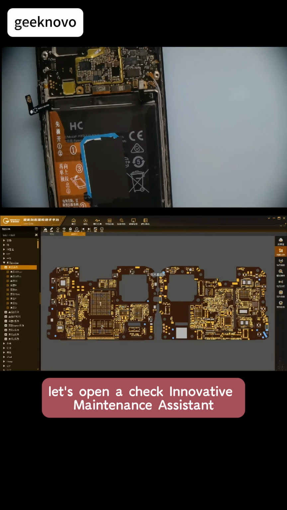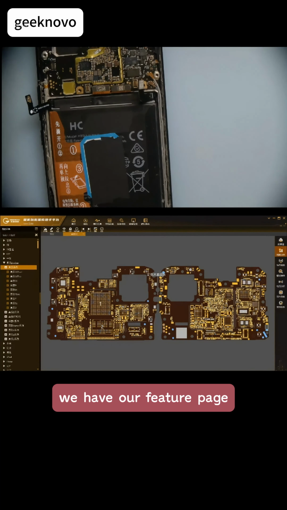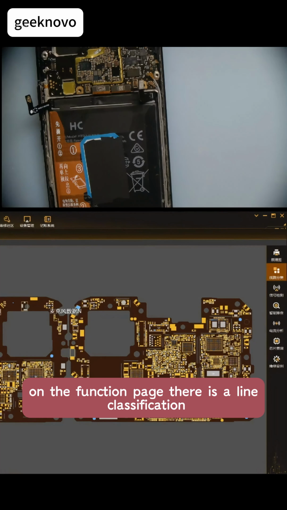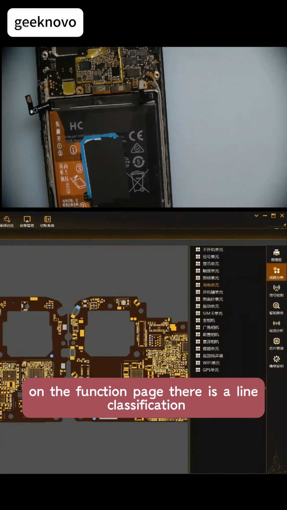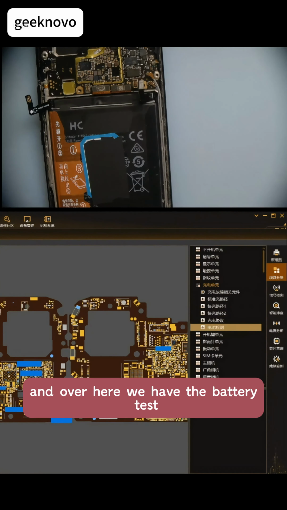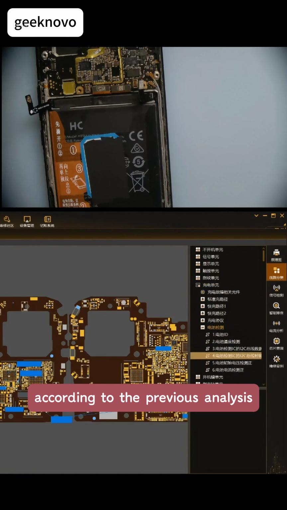Innovative Maintenance Assistant. Then open the blueprint of HONOR 60. On the right side of the drawing, we have our feature page. We can take a look on the function page. There is a line classification. After we click on it, select the charging unit. And over here, we have the battery test, battery testing, according to the previous analysis.